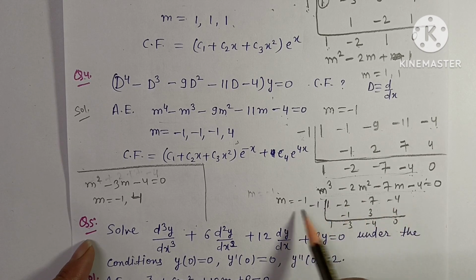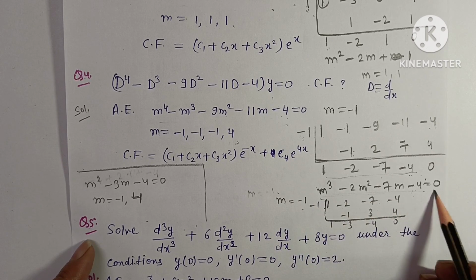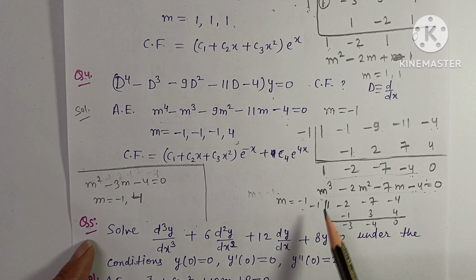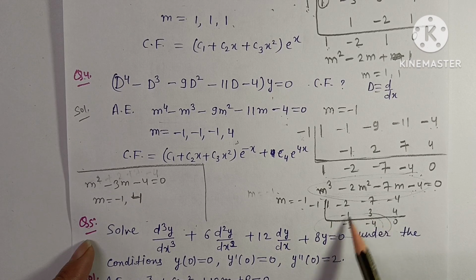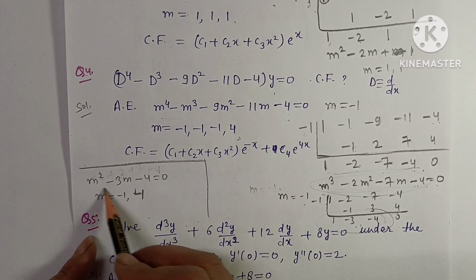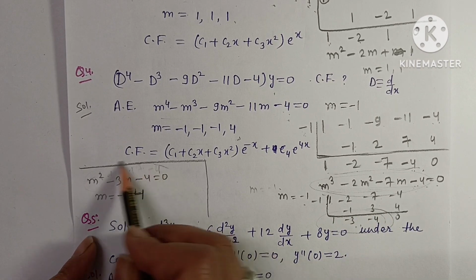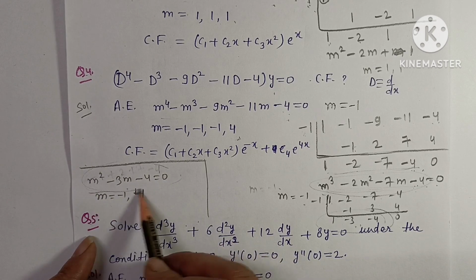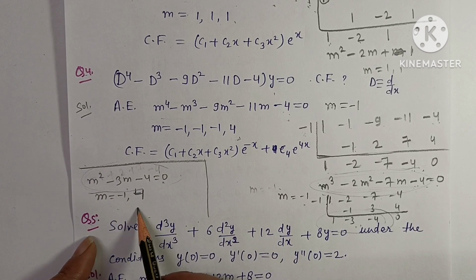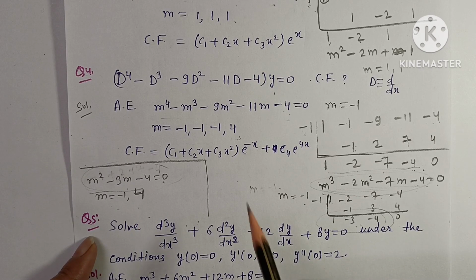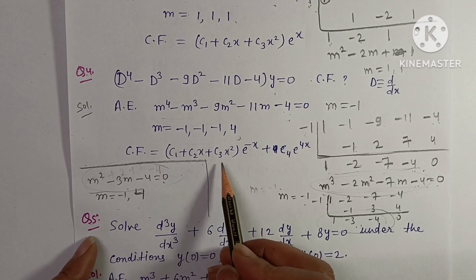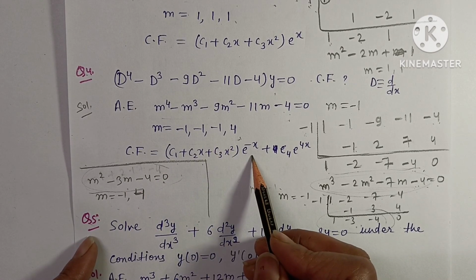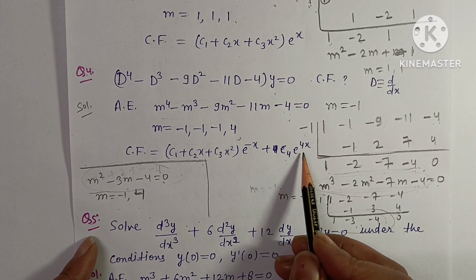And again, you will guess that m equal to minus 1 is a root of this equation. Then again, following this method for this cubic factor, you will find this. So this will give you a quadratic factor. From this quadratic equation, by putting this factor equal to 0, you will find the two other roots. In this way you can calculate all 4 roots. So minus 1 is repeating 3 times, therefore CF will be C1 plus C2x plus C3x square, e to the power minus x, plus C4 e to the power 4x.